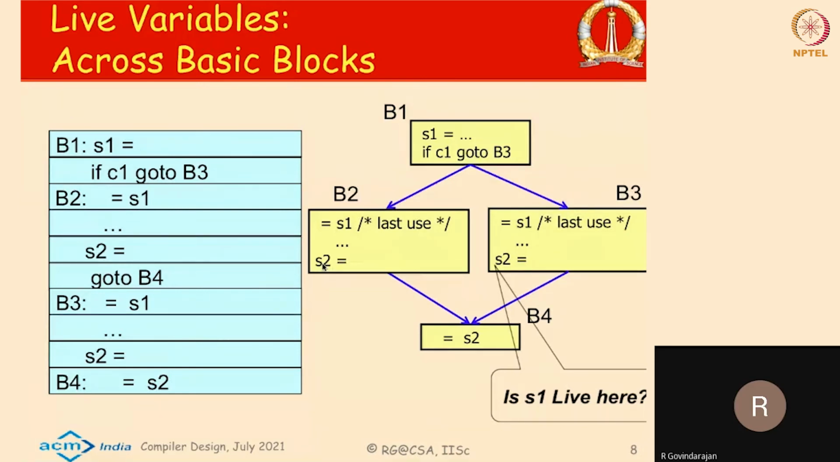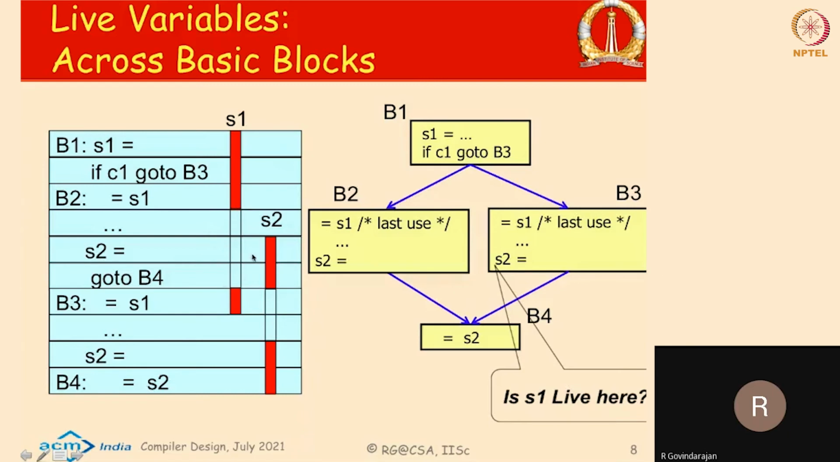If you look at the variable S2, S2 is getting defined here and is live and is going to be used across this particular basic block, in basic block B4. Similarly, S2 was defined in basic block B2 and is going to be used in here. Now, how do the live ranges of these variables look? You can see here, S2's live range starts from here and goes up to here.